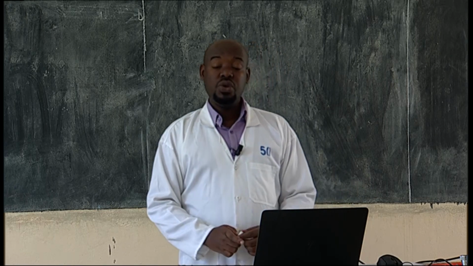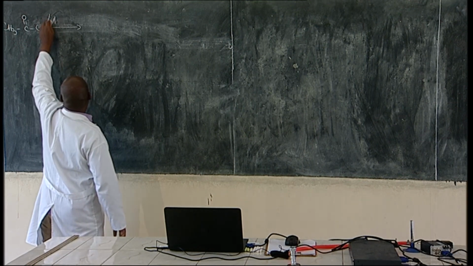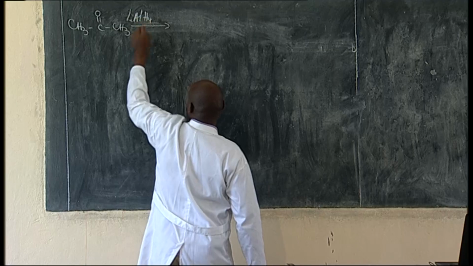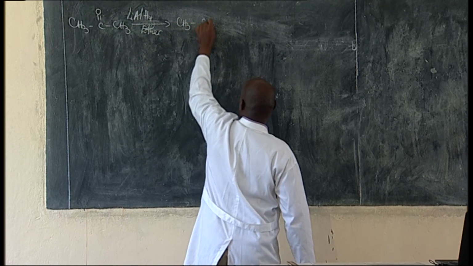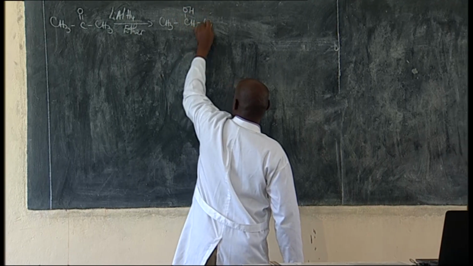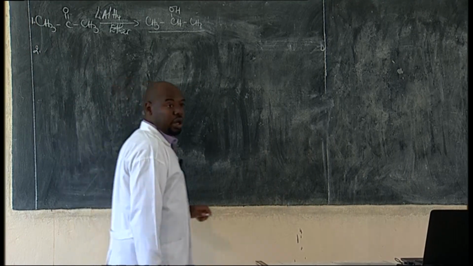Hope you remember well. We use it in reduction, and when we reduce a ketone, this is a ketone, what do we get? We get a secondary alcohol. So the product here will be, we have CH3COCH3 treated with lithium aluminum hydride in the presence of ether. It is a reduction. We produce a secondary alcohol. This is the product we get. And for equation number 2, what do we have?